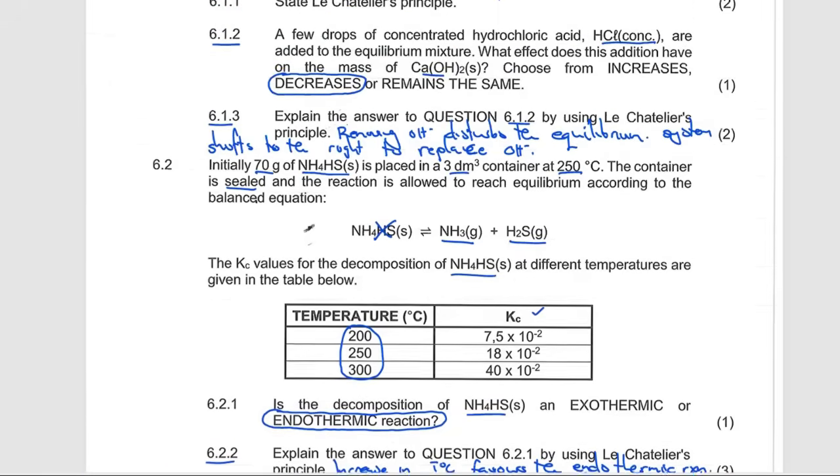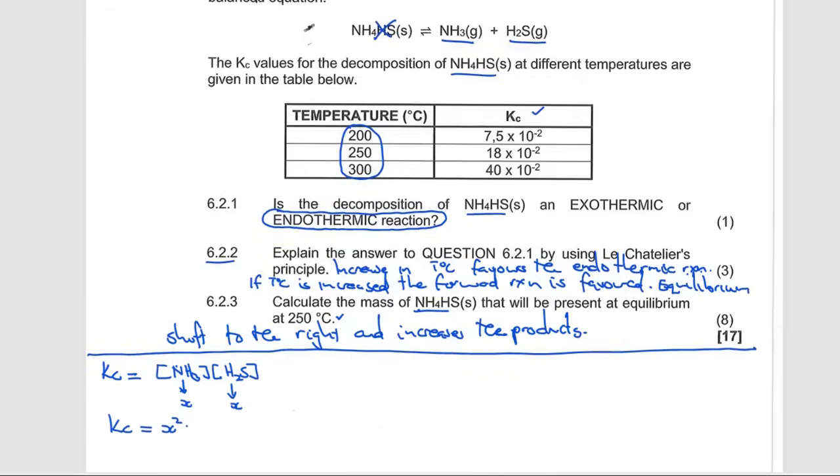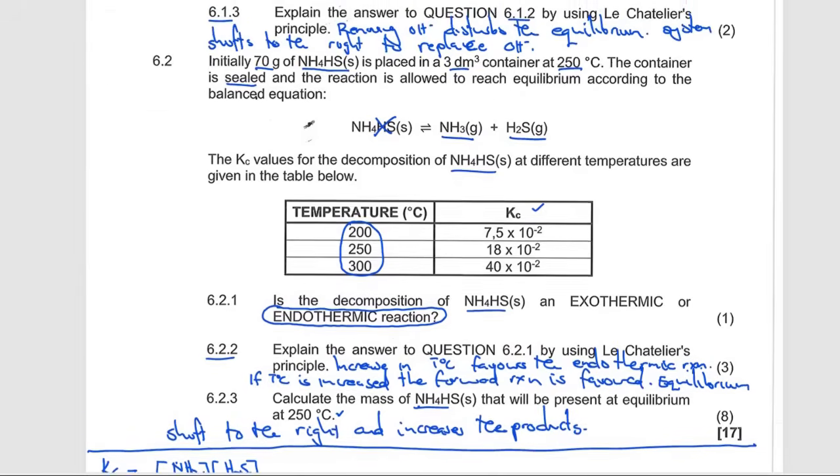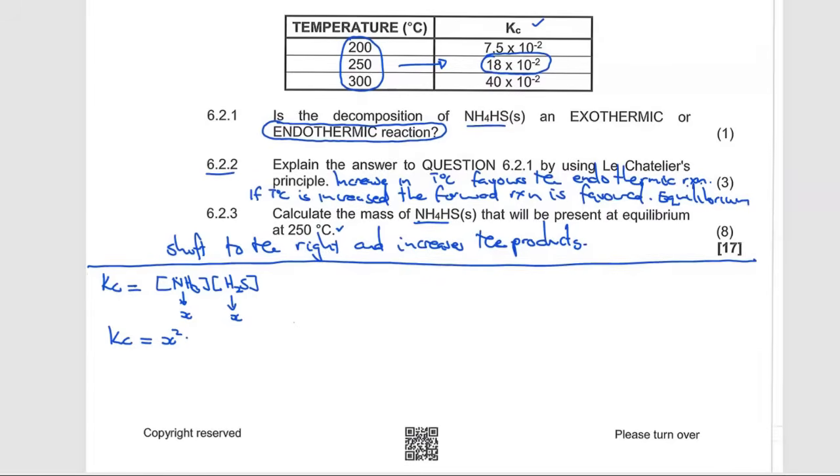So now I think we're given a Kc value. They said we're at 250 degrees, so what do we have in terms of our Kc value? Okay, so this is the one: at 250 degrees it is going to be 18 times 10 exponent negative 2, right? So I'm going to substitute our Kc value by that value: 18 times 10 exponent negative 2 is equivalent to X squared, right?